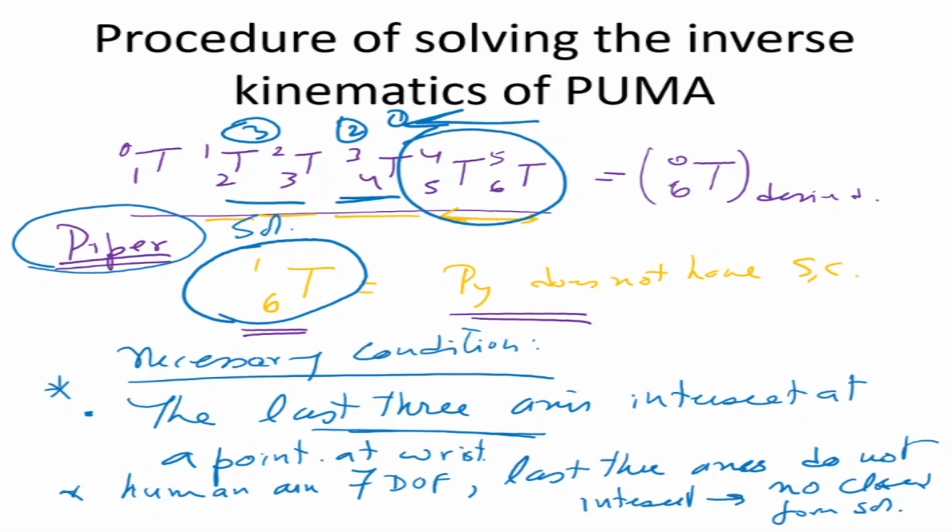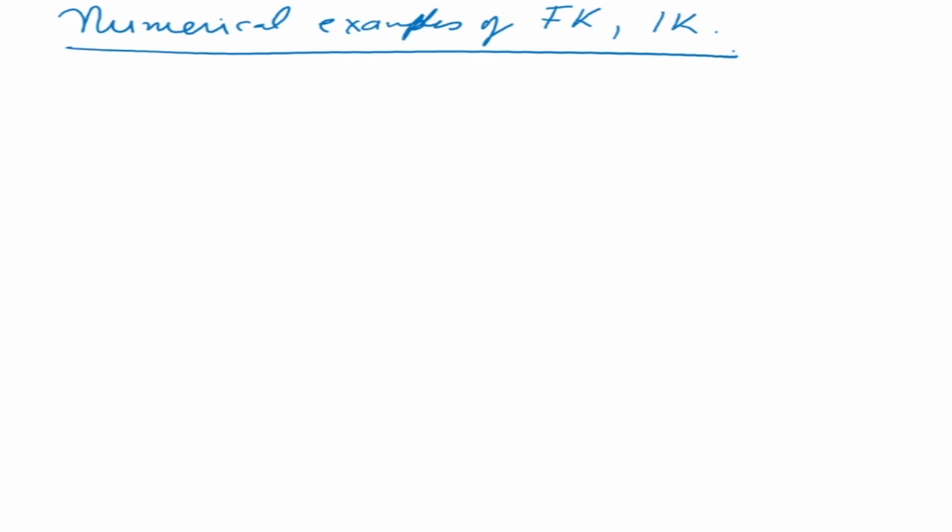Now let us look at a few numerical problems. So let's solve a few numerical examples of, let's say, forward kinematics and inverse kinematics. This forward kinematics problem I had already solved, but I'll just revise it so that we can see the relation between forward kinematics and inverse kinematics.